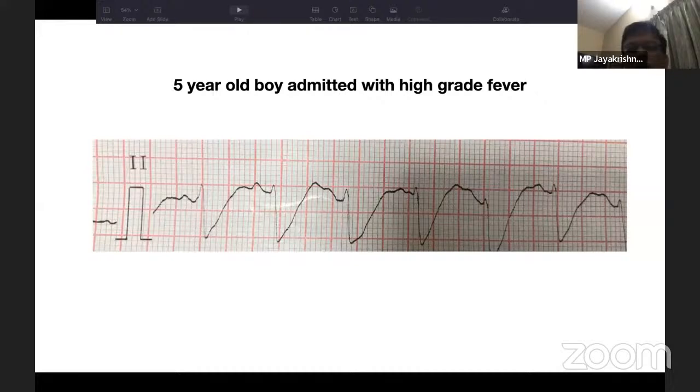This was again admitted in our ICU with high fever during the dengue season. A 5-year-old boy. This child had actually had dengue. But then this child had a wide complex tachycardia there. Can you see that? Wide complex tachycardia. This is ventricular tachycardia for all practical purposes.